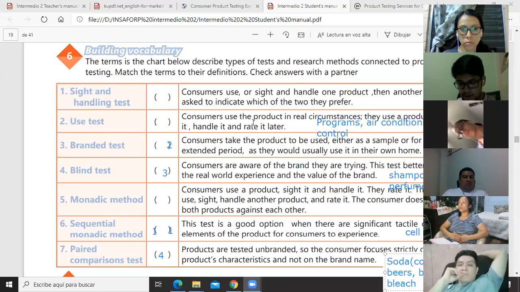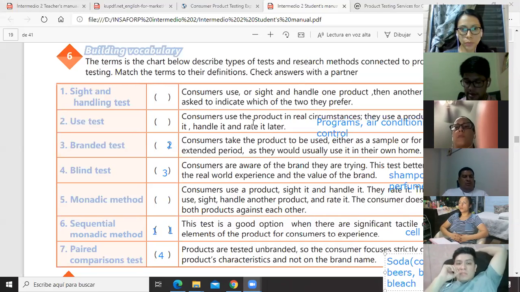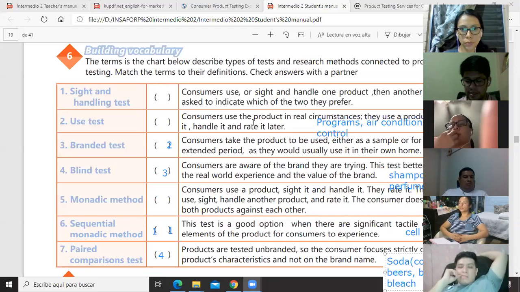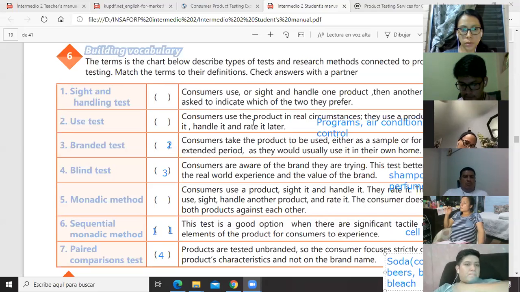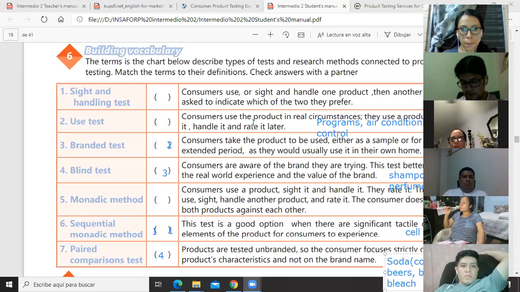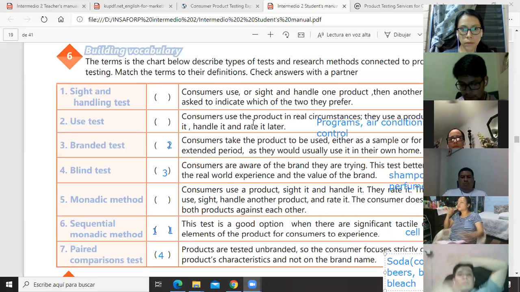What does monadic mean? That's a good question. Let's look up in the dictionary the very definition of monadic. What in general it means is that things are used. Let's actually look at the definition and see what that means.